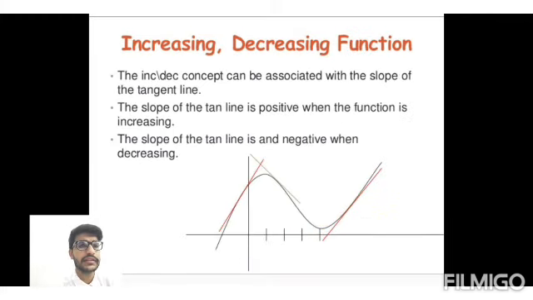The concept of increasing and decreasing functions can be associated with the slope of the tangent lines. The tangent lines are positive when a function is increasing. Tangent lines are positive, the function increases; the slope of the tangent line is negative, it decreases. The function increases with positive slope and decreases with negative slope.